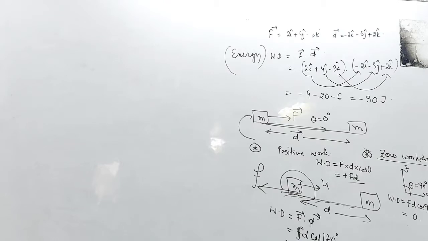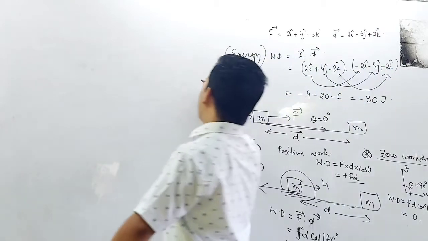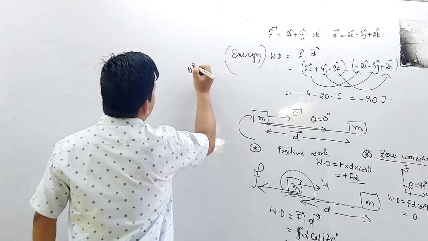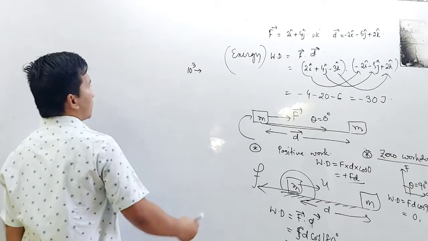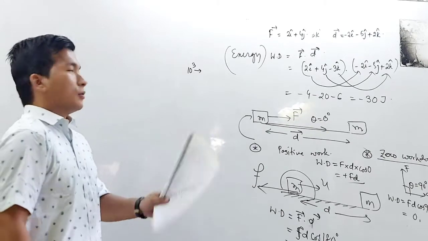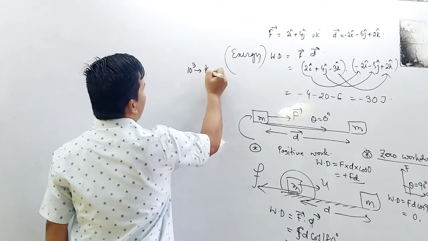Okay, and what about the mega electron volt? Mega electron volt will be equal to 10 to the power 6. What does mega mean? 10 to the power 3 will be known as kilo.